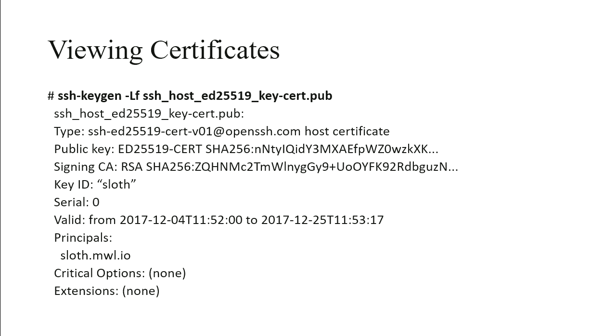You can also look at the certificate contents on the command line with the minus capital L option. And it'll tell you things, you know, what cert signed it, what is this key for, when does it expire, what host is it good for, etc. Usual things you would expect to find in a TLS cert without all of the extra stuff that gets stuck in a TLS cert.